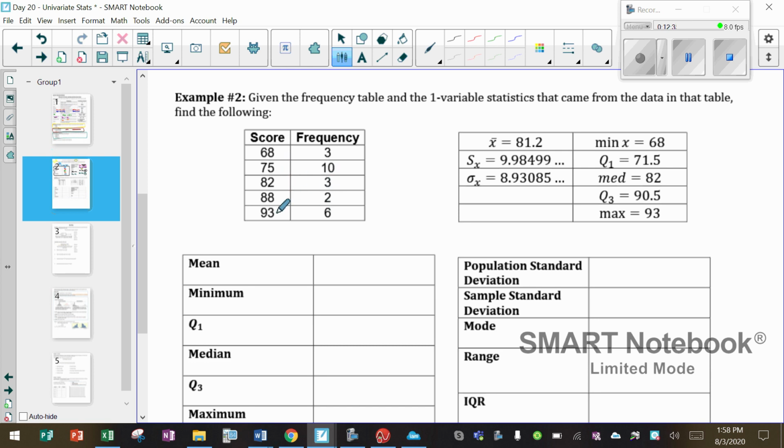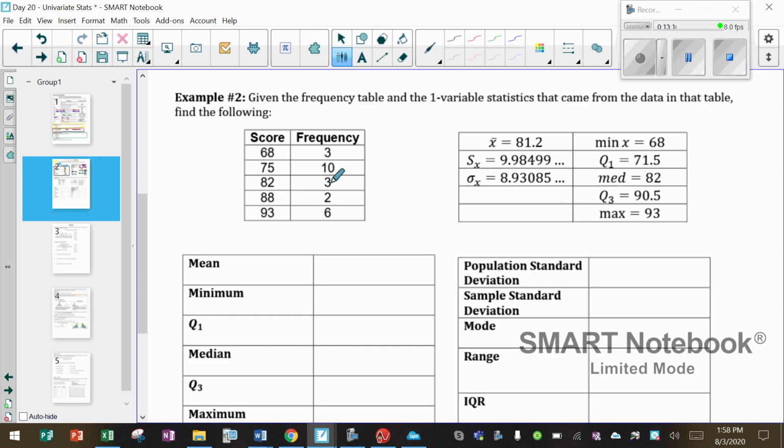6 scores of 93. In order to find your mean, you would do 68 plus 68 plus 68, 3 of them, and then 75 plus 75 plus 75 plus 75. So 10 of those. You would type in 3 of the 82s, 2 of the 88s, and 6 of the 93s. Add them all up and divide by the total number of scores, and you would get your average, your mean. So what I'm testing here is I'm checking to see if you were awake and looking and noticing and can pick out which symbols go with which values.